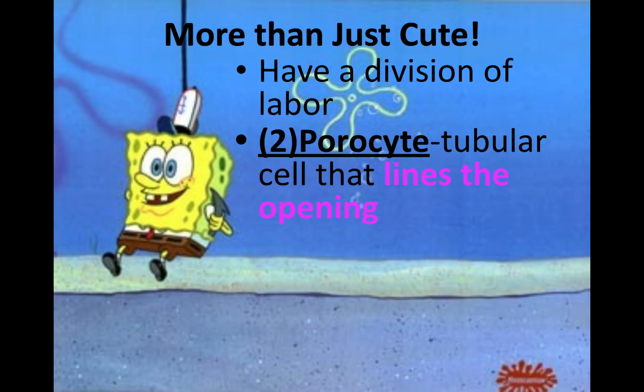Number 2, another division of labor that cells have are called porocytes, and we know that this is also a cell because it ends in cyte. These are tubular cells that line the openings. I don't know if you remember us saying the other day, sponges are porous. They have little tiny holes all over them. What makes these holes, per se, are the porocytes. They're tubular cells that line the opening. I'm going to show you what that looks like.